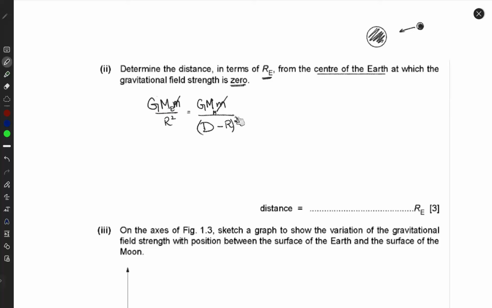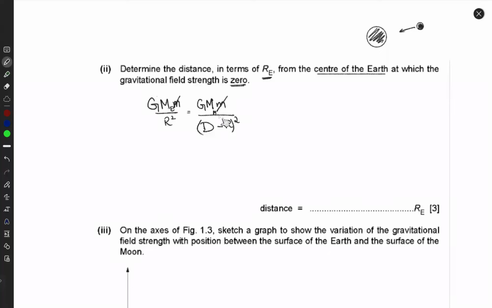What do you think? What would be the reason, when I wrote the expression for force for the Moon, why did I write it in terms of d minus r? Because that point is somewhere between these two planets. Yes, exactly. Very good.